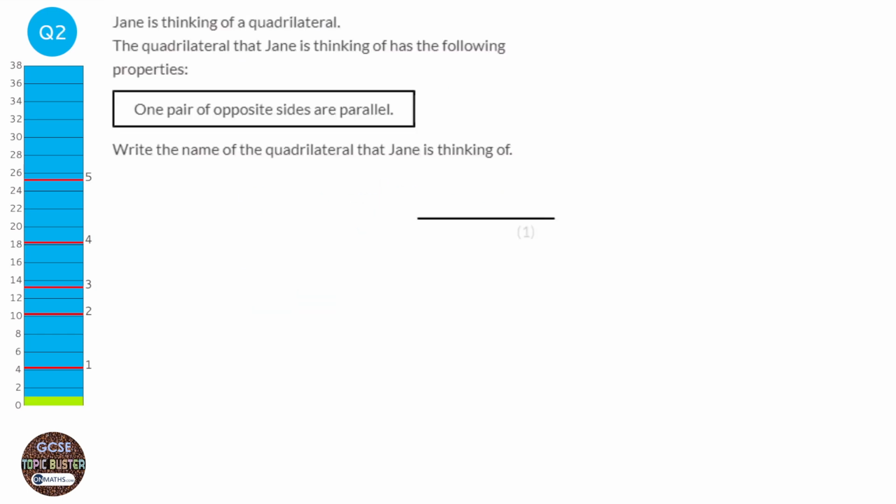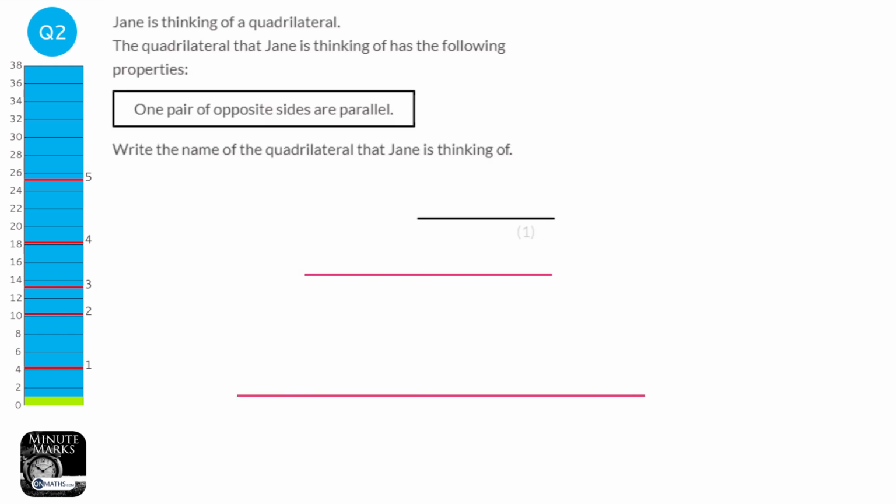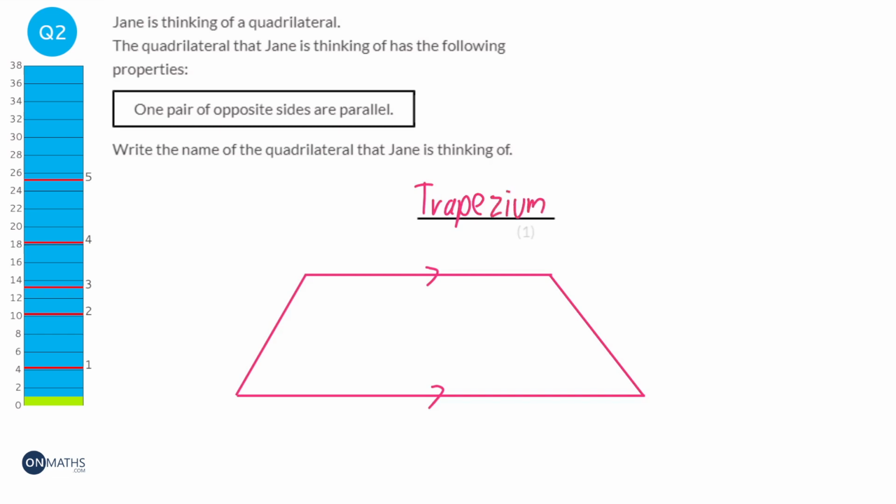If we tried to draw a quadrilateral with a pair of parallel sides, and then join them up, it's got 4 sides, then the shape we draw will always be a trapezium. So our answer is that it is a trapezium. Now you might think that a rectangle and square have one pair of parallel sides, but they actually have 2 pairs of parallel sides. The definition of a trapezium is it has just one pair of parallel sides, and any quadrilateral that has one pair of parallel sides is a trapezium.